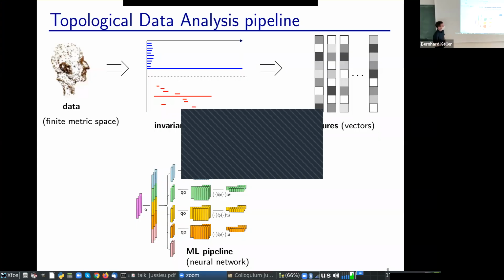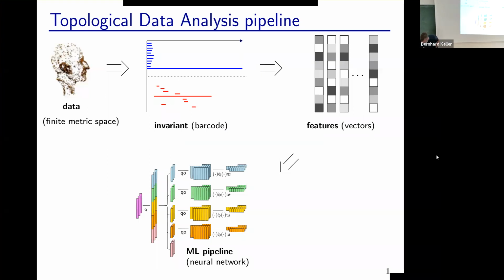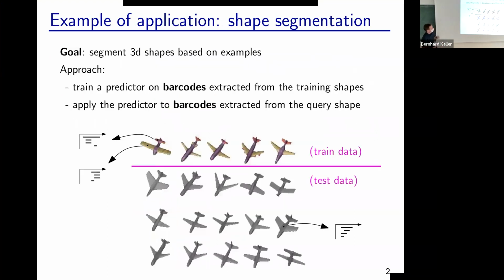Pipeline will work at its best. And so TDA is one way to get these features from data. And the particularity of this pipeline is to have an intermediate step which computes invariance. In this talk, invariance will take the form of barcode or generalizations of barcodes.